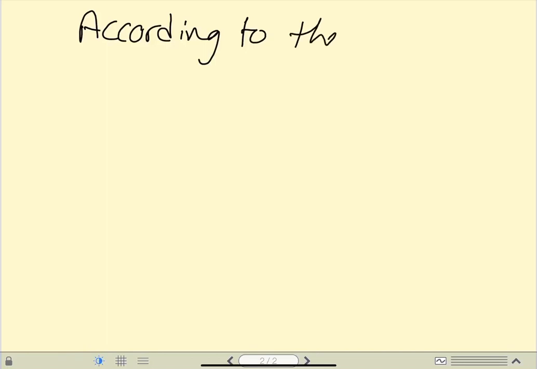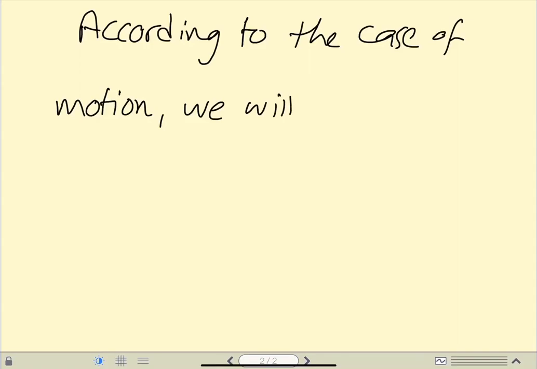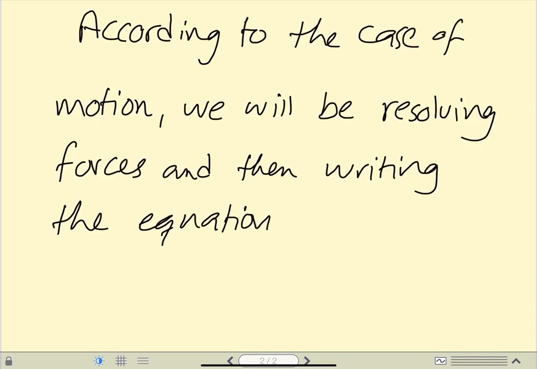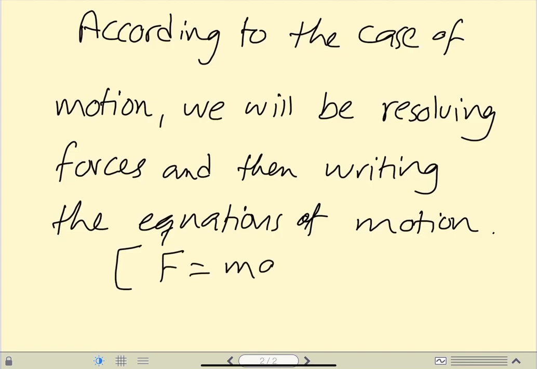According to the case of motion, we will be resolving forces and then writing the equations of motion, using F equals ma. This is what we are doing.